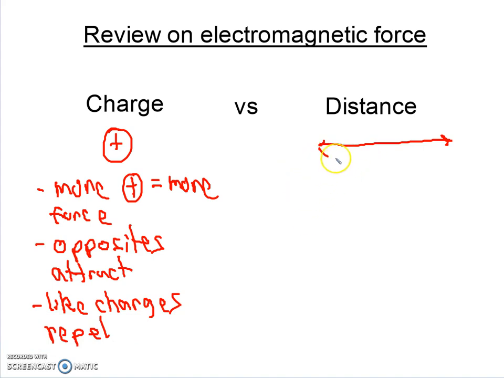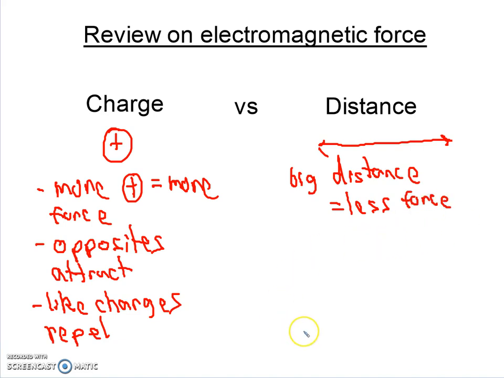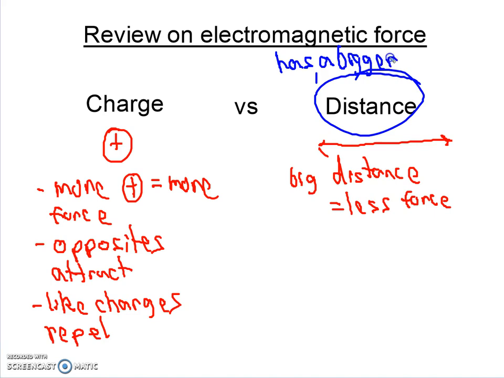What do we know about distance? Well, we know that big distance equals less force. So the farther two magnets are away from each other, the less force they exert on each other. And if they're stuck right next to each other, they're exerting a much bigger force. Something that's going to be really important for today is that of these two, distance has a bigger impact. So everything else being the same, distance is going to affect the force more than charge will. Both will have an impact, but distance has a bigger impact.